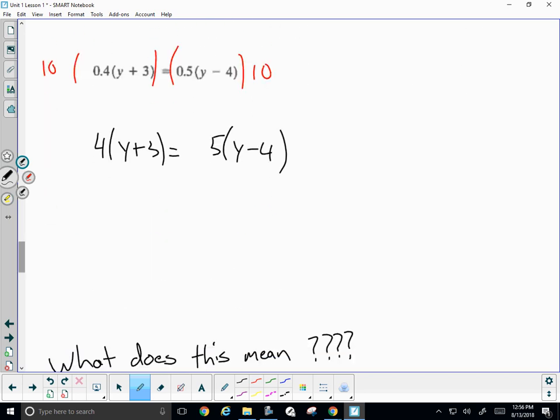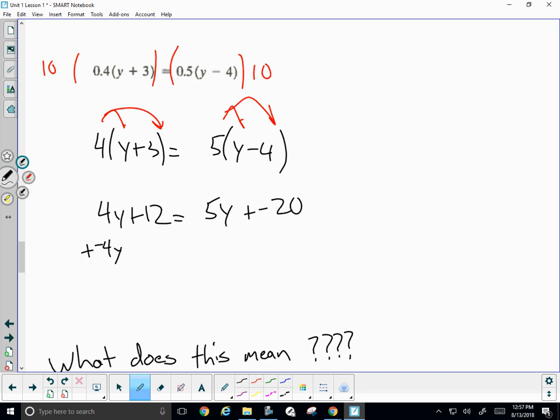This guy multiplied by 10. I'm set up to distribute. Easier than to try to divide by or multiply by anything. Sorry, this is 4y plus 12 is equal to 5y minus 20. I'm going to go ahead and remove these so that I had positive y's on the right side. If I wanted to go ahead and just add the 20 as well to kind of kill two birds with one stone, I have 32 is equal to y. All right, and that's it.